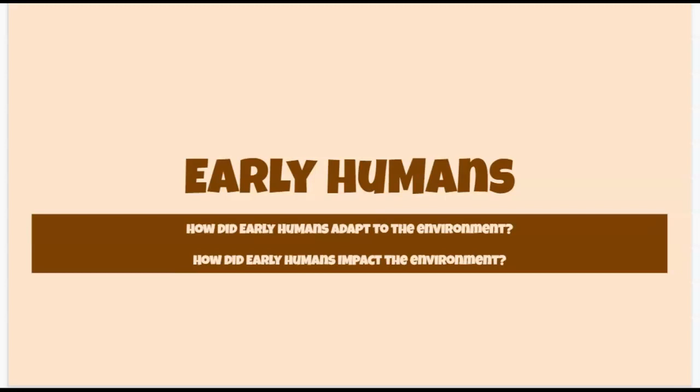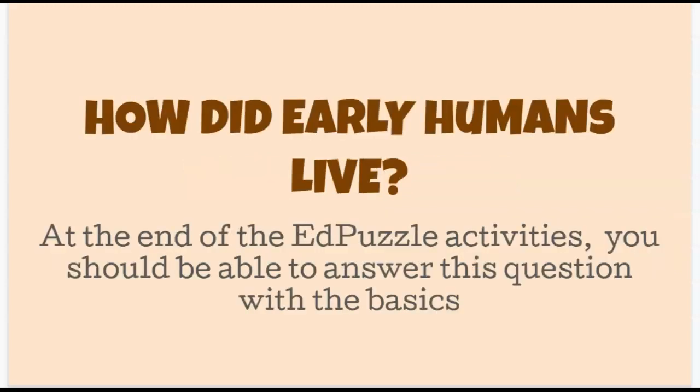Remember, we're talking about early humans when there's no technology, there are no cities, there are no cars. They're living in teeny tiny groups of people who are kind of related. So the big question is, how did early humans live? If you are going to be what's called an exceeds student, you will want to have an answer to this question with some basics.